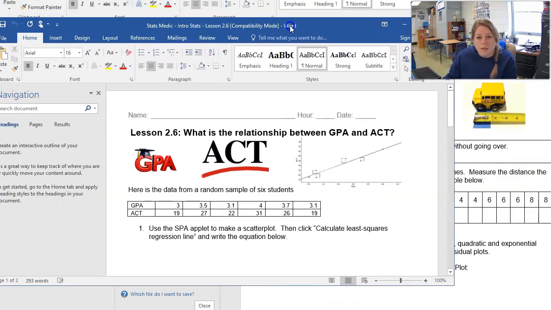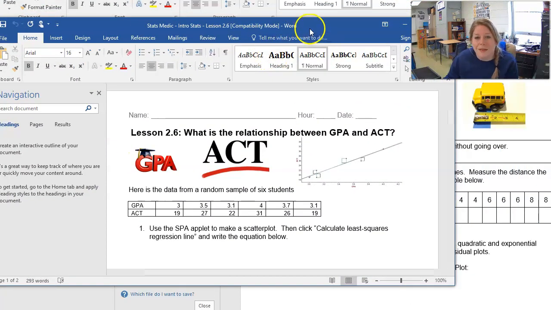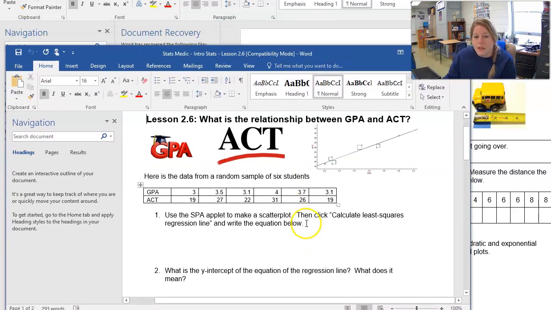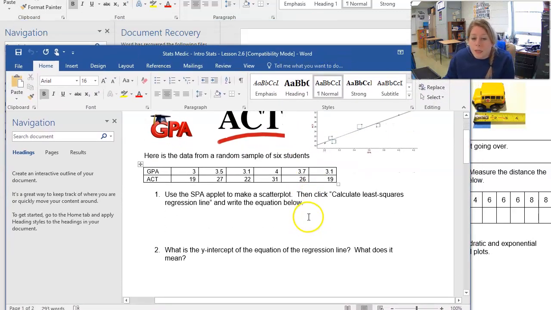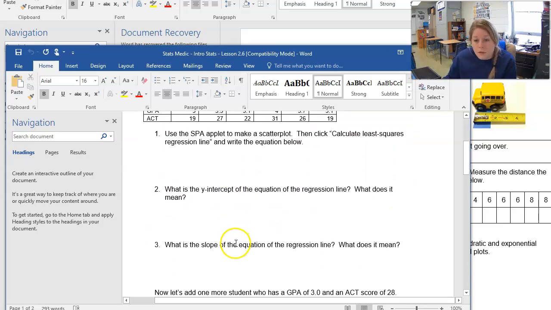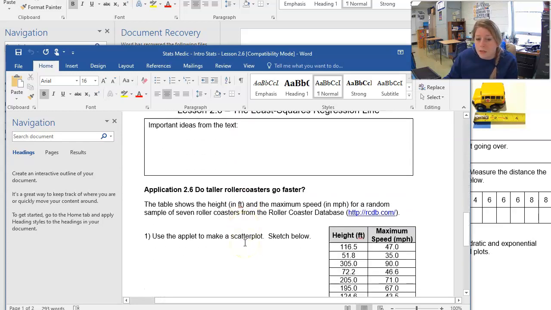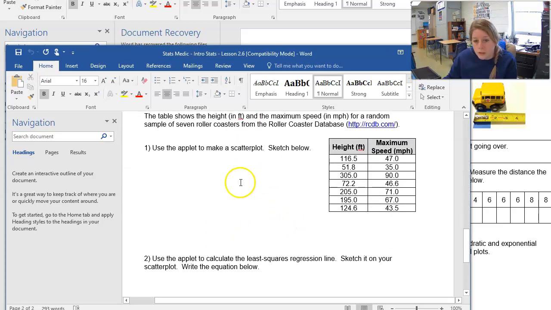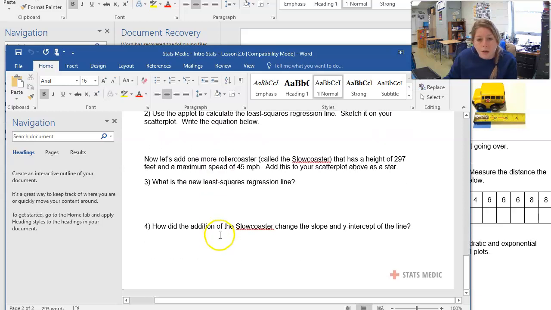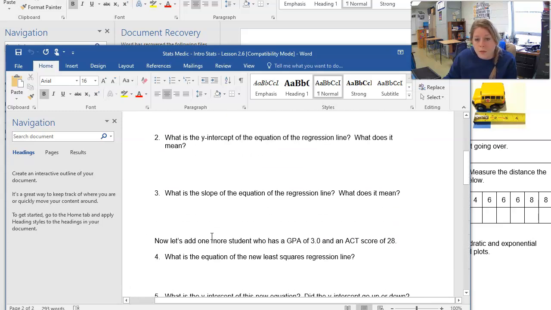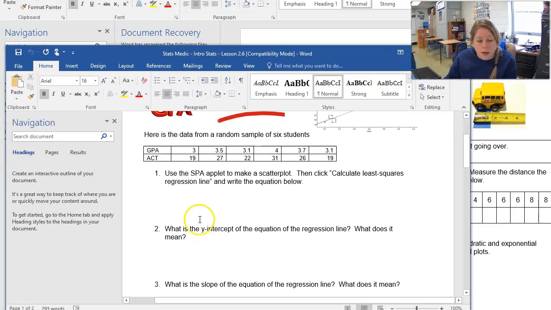Okay, so now we're going to take a look at your assignment. It looks something like this. We're going to compare GPA and ACT using Statlet and the regression line. All right, anywhere that it says sketch, if you'd like, you can just screenshot it and copy it in there. All right, and if you have any questions as you're working on this, mark them and ask them in the meet.